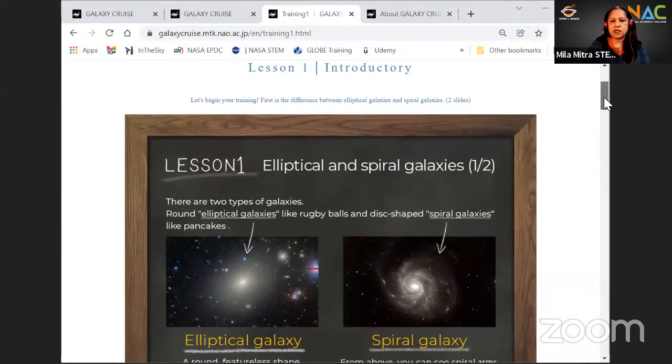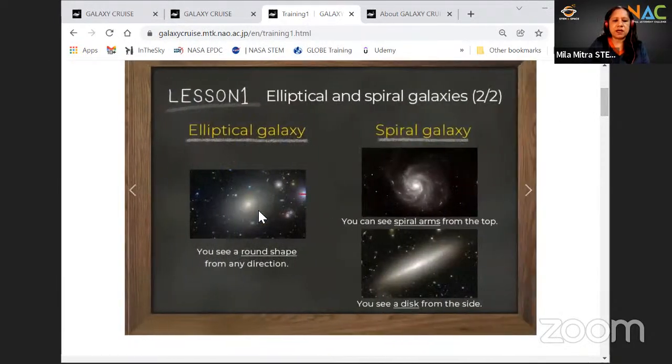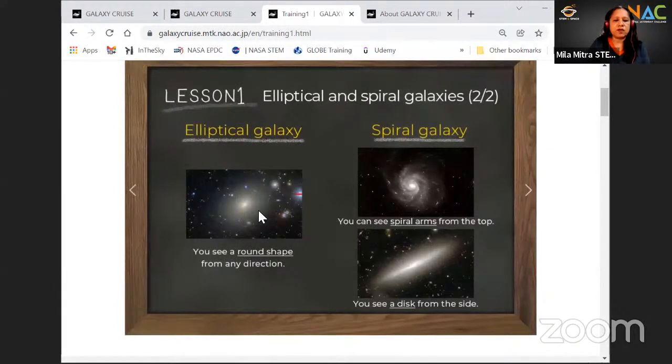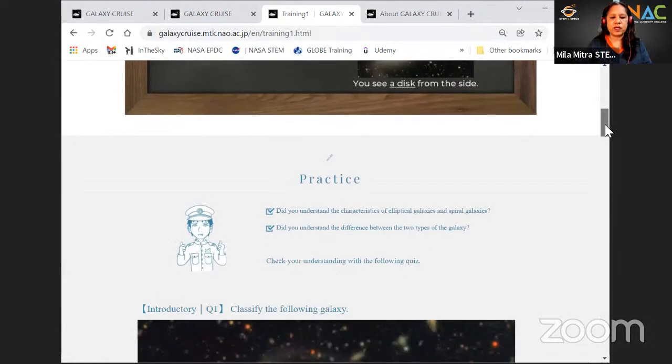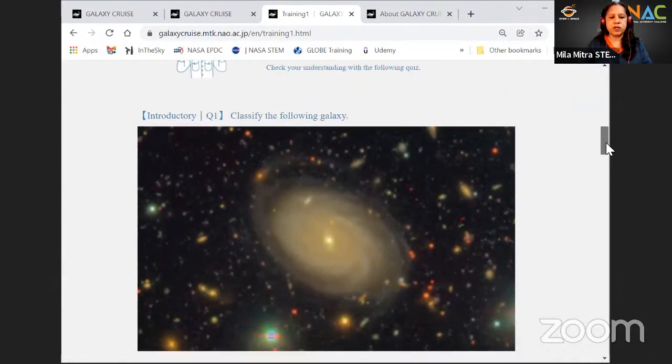So the first lesson is the introductory, and it's a practice of, is the galaxy they're showing you elliptical or spiral? Like Arjun sir showed you, elliptical galaxies are the ones on the left. They're like an egg shape. So they have a 3D, they're an oval from any side, whereas spirals are like a disc shape. So they're flat, as well as they have spiral arms. So those are the features you are looking for. Okay, so now you can practice. Let's do a couple of them to practice with me.